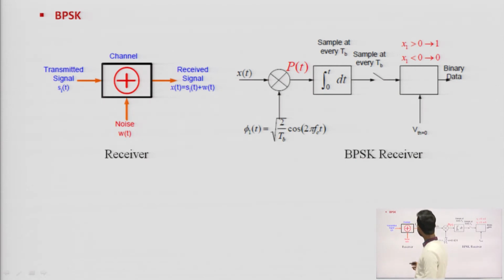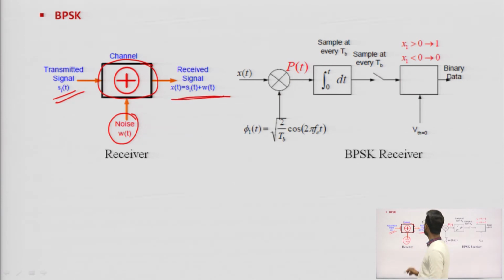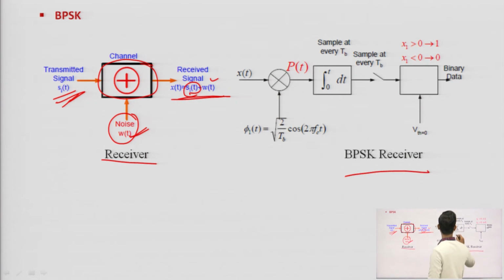So this is your receiver. Here we have the transmitted signal at the transmitter, that is si(t), and after passing through the channel, we know that noise is added. So the received signal is x(t), that is your input signal si(t) plus w(t), that is noise. This is a simple BPSK receiver, and we have already seen the product modulator followed by the integrator, and this is the decision making device.